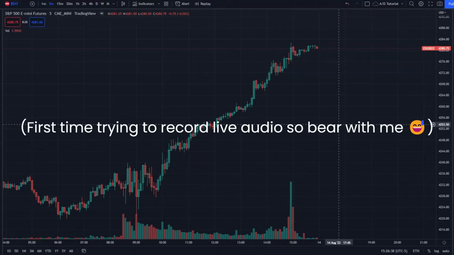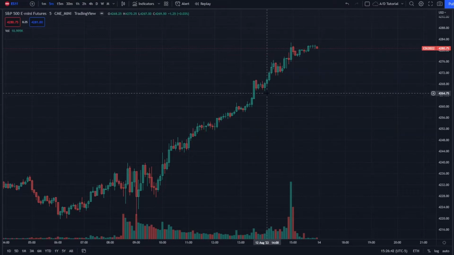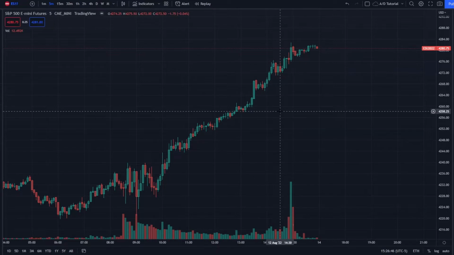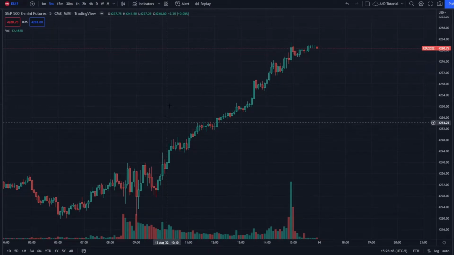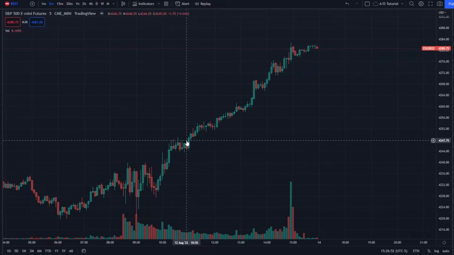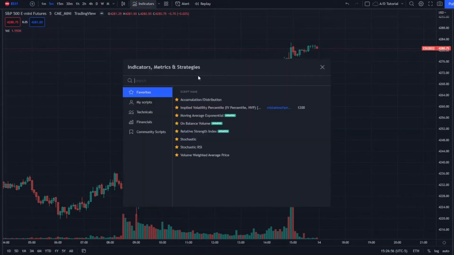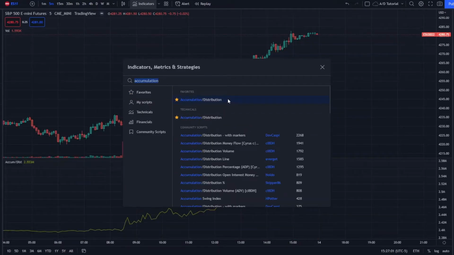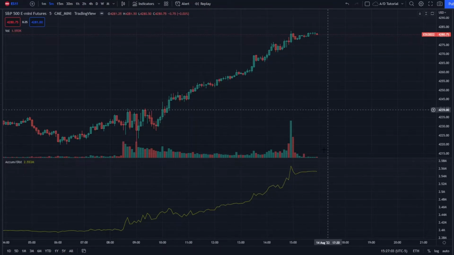So to properly analyze the accumulation distribution indicator, we have to compare the AD line with our price chart. Here we have TradingView open, which is my preferred charting application, and I just pulled up the most recent 5-minute price chart on the S&P futures as of the date of this recording, which is August 13th. To add AD to your chart, you click on Indicators, search for Accumulation Distribution, it should come right up. You just click on it, and that'll add AD to your chart.